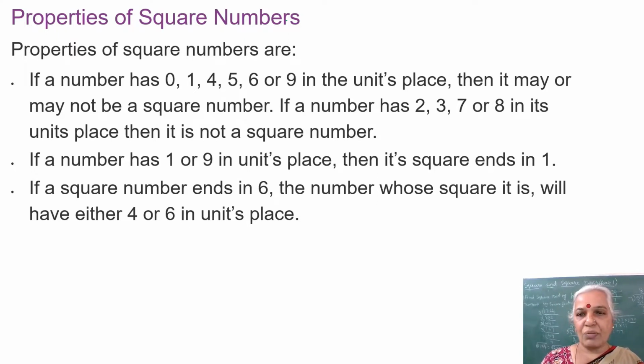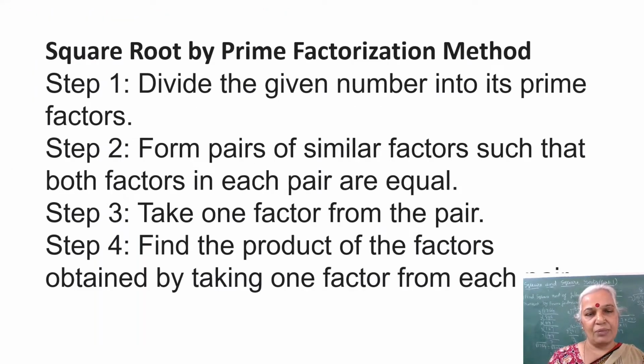That is, the number ending with 2, 3, 7, 8 is never a perfect square. If a number has 1 or 9 in units place, then its square ends in 1. If a number ends in 6, the number whose square it is will have either 4 or 6 in its units place. Now there is a method to find the square root of a larger number.